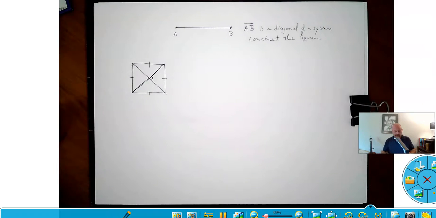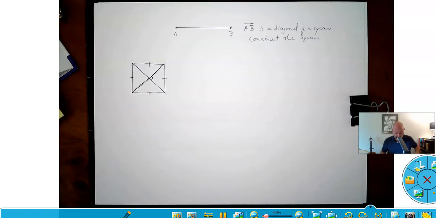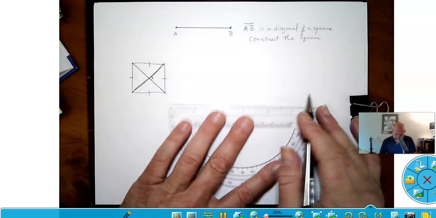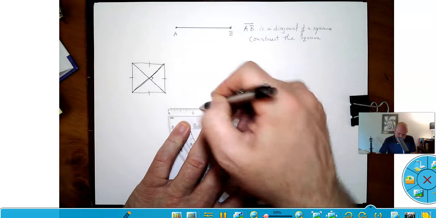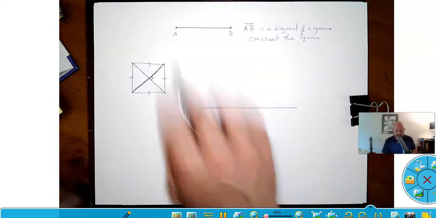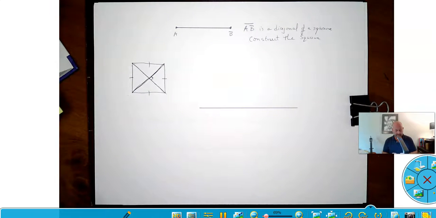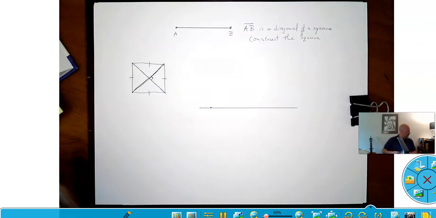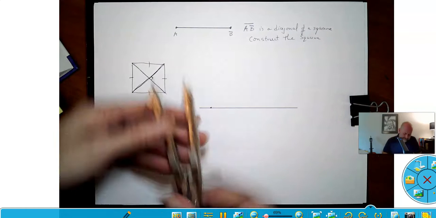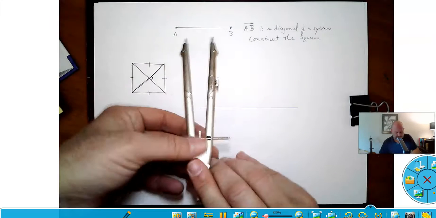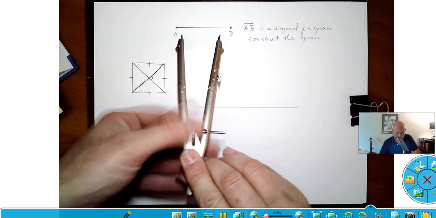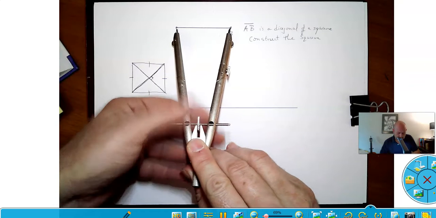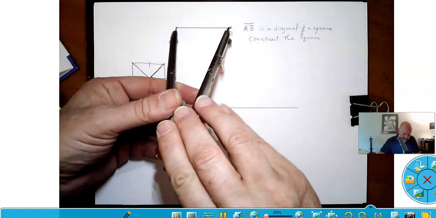So here's how I'm going to start. I'm going to start by drawing a diagonal. I'm going to draw it horizontally, even though it's a diagonal. And what we're going to do is measure off a length that's the same as AB. So I need a point to start with. Let's start here. And we'll just go ahead and measure this off. Make sure that that goes through at the right place.